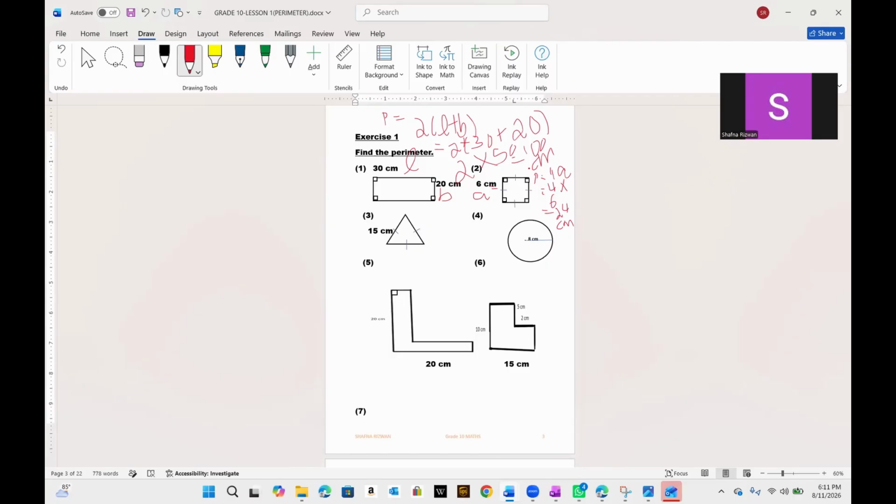Okay. Now let's go through our third question, which is a triangle. Here, is it an equilateral triangle, or an isosceles triangle, or a scalene triangle? Tell me, what is it first?